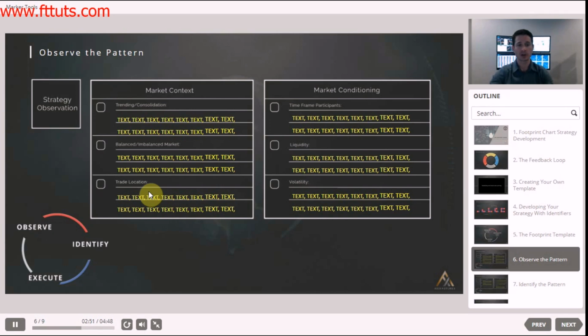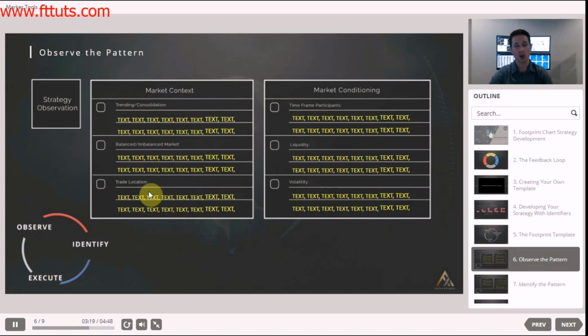Let's say you've observed strategy number 6, absorption and auctioning. The first thing you're going to do now is complete the questions. First, is the market trending or is it consolidating? You'll simply circle it. Then, is the market balanced or imbalanced? And you'll circle it. Then the trade location. Where are we trading? We're trading in the previous day's value area, we're trading at the extremes, or we're trading outside of the range. Where are we trading in terms of price? That'll give us a little bit of understanding about the market context.